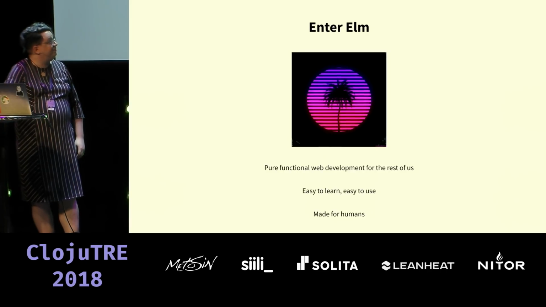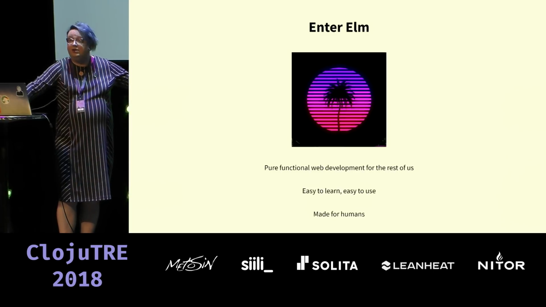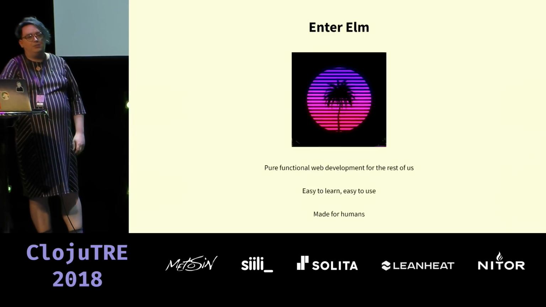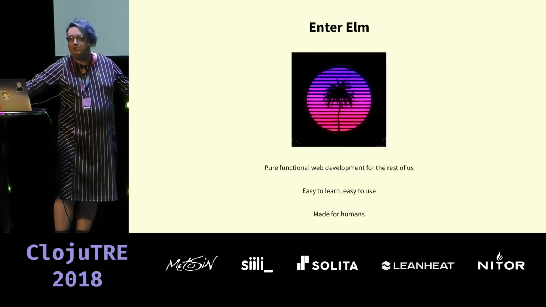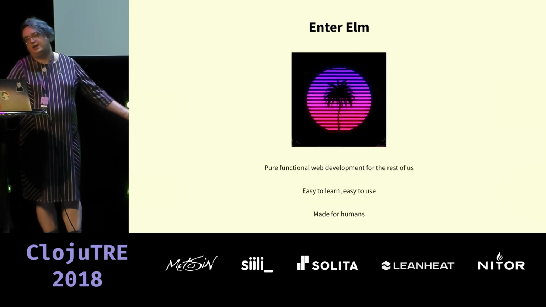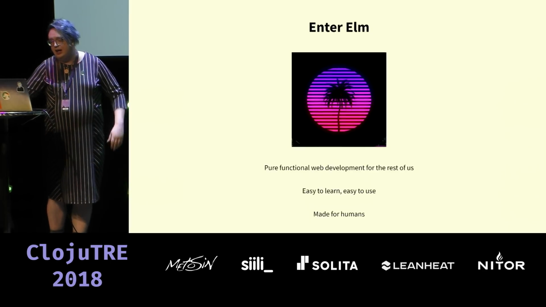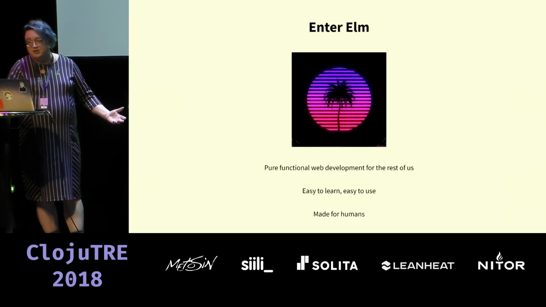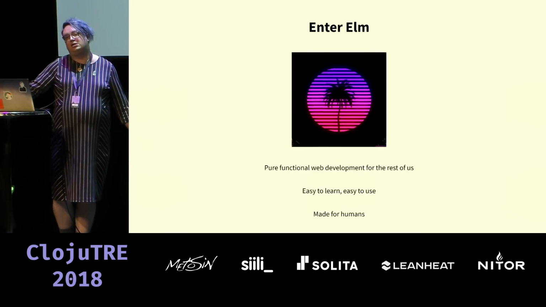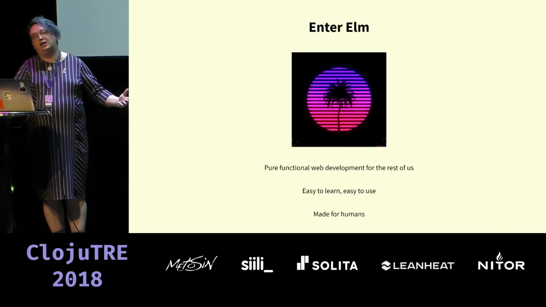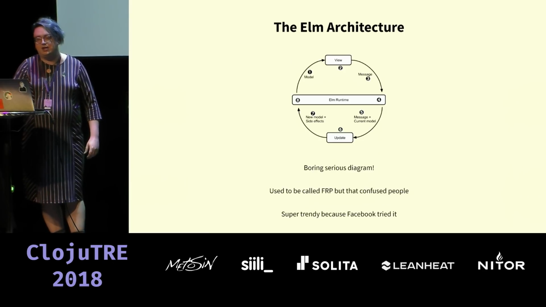So, enter Elm. Pure functional web development for the rest of us. It's easy to learn, it's easy to use. Most of the developers that I worked with on my last Elm project had never touched it before and were able to get productive in like a week, despite it being all pure functional-ish. And the error messages are very helpful. It's very easy to understand and sort of get started with. And the documentation does a very good job of sort of introducing how you actually get real stuff done with it right off the bat. So it's nice for that.